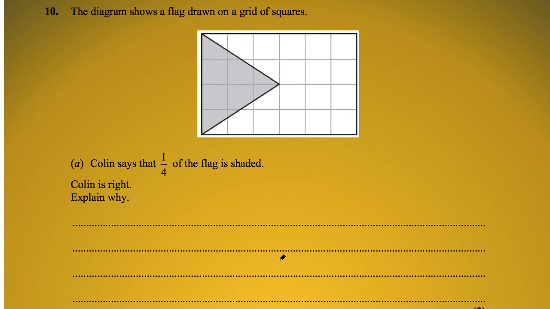Question 10. The diagram shows a flag drawn on a grid of squares. Grid of squares is important. Each of these is a square. Colin says that 1/4 of the flag is shaded. Colin is right. Explain why.